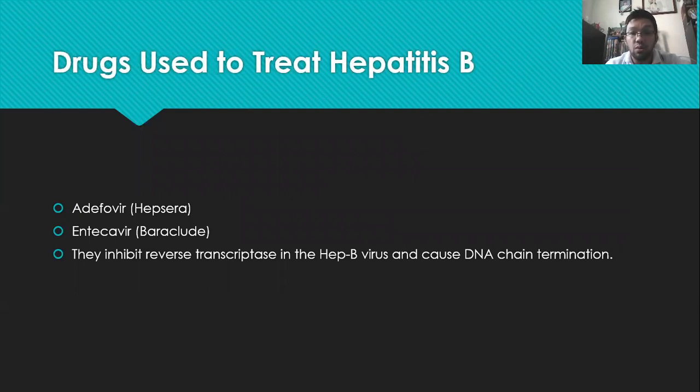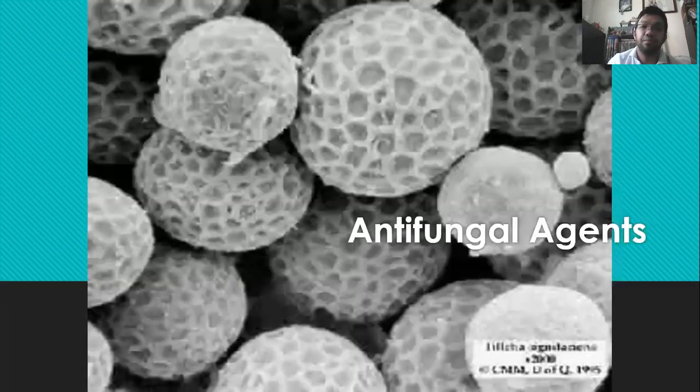Now we go to drugs used to treat hepatitis B: adefovir and entecavir. I've mentioned them earlier. If you can recall, the mnemonic TAE, they inhibit reverse transcriptase, which is needed in the replication of the Hep B virus, causing DNA chain termination. Once the copying of the DNA code is terminated by this, the reproduction of the virus will stop. So that's it for the antiviral agents.